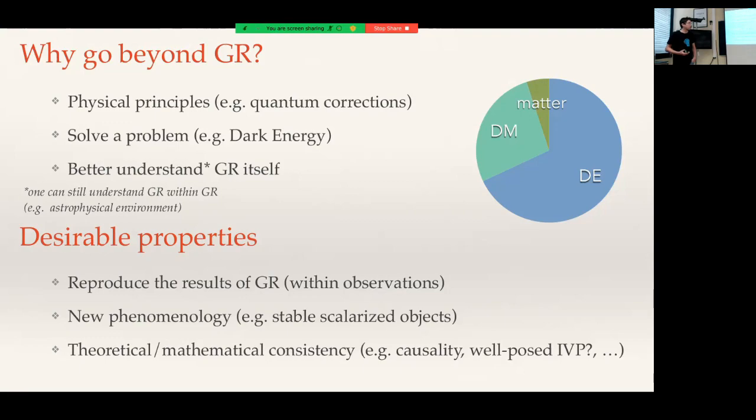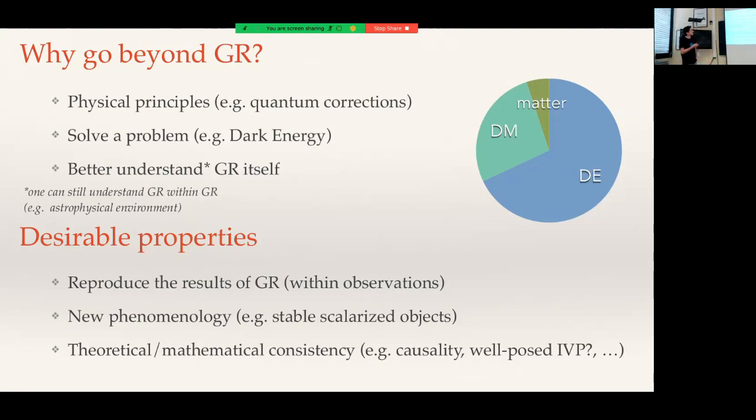Second reason, you might want to solve a problem elsewhere in physics. So for instance, in cosmology, we know that most of the energy content of the universe is practically unknown. And one of these components is dark energy, which is responsible for the self-accelerated expansion of the universe. So if you don't like a fine-tuned cosmological constant to explain this, you might want to modify gravity to explain this dynamic. And then as a final reason, you might want to better understand GR itself. By this I mean when you question the pillars on which general relativity was built, you might end up understanding it better and its successes and why it's a good theory.